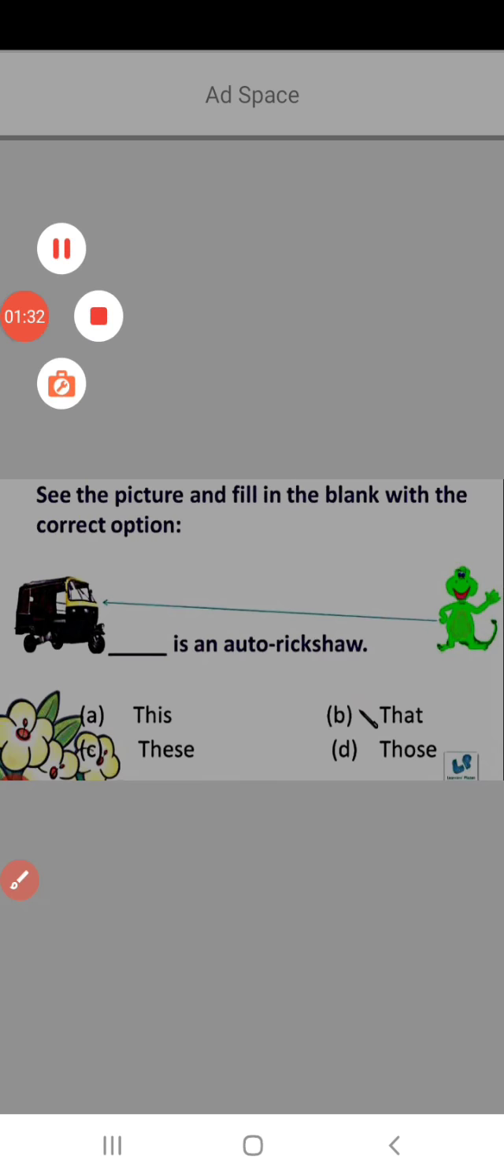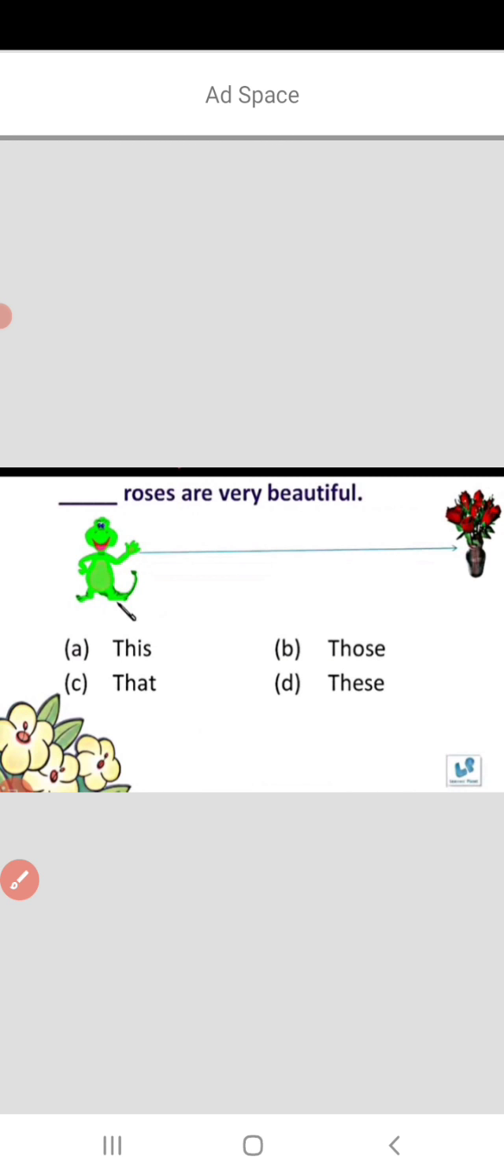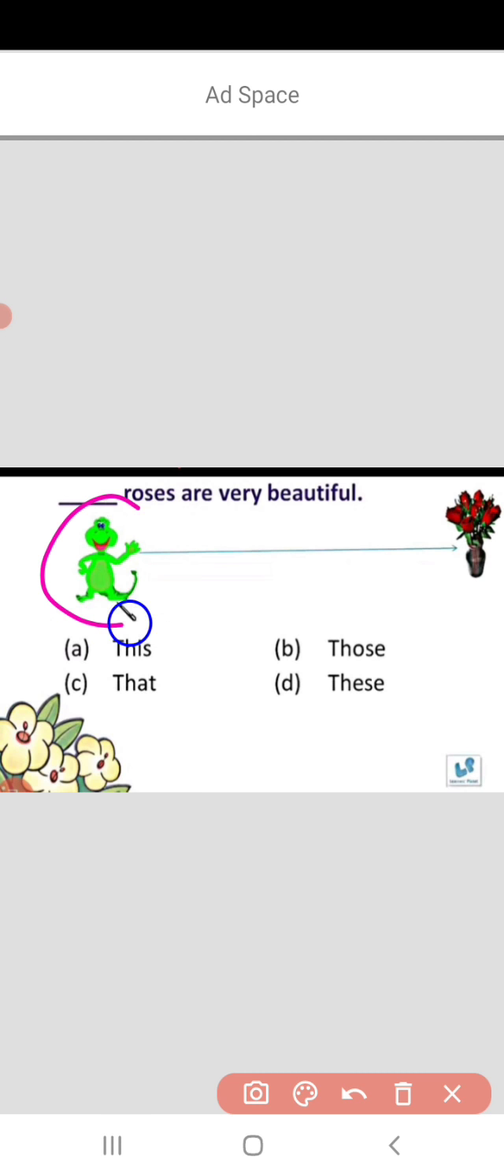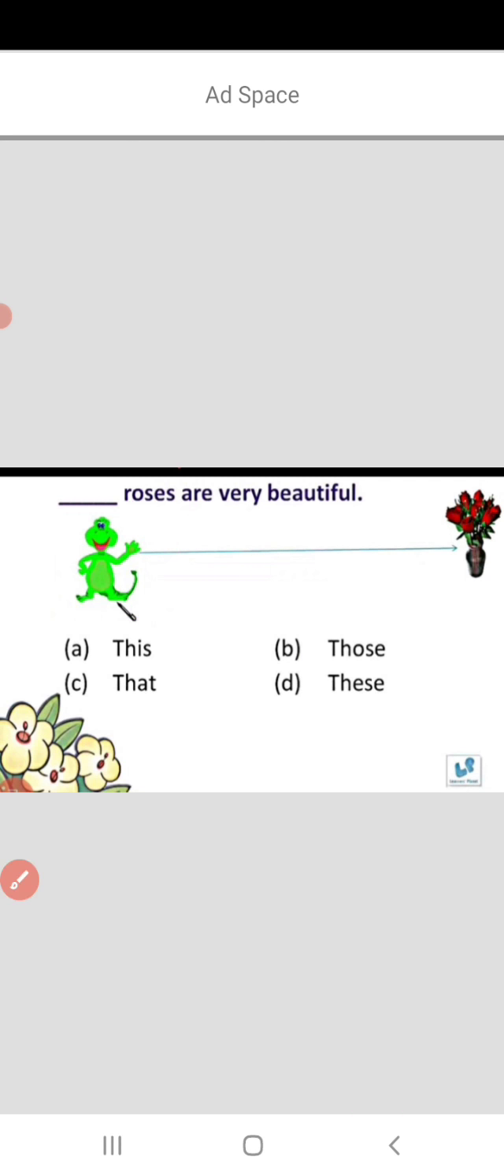All right. This is a place where I am standing and here it is a tree and there is only one tree. And the tree is near to me. So we will write this over here. We will select this option. This is a tree. The next example, this is a place where I am standing and roses are far from me. Right. So what will we write? And the roses are more in numbers. So we will write those. Those roses are very beautiful.